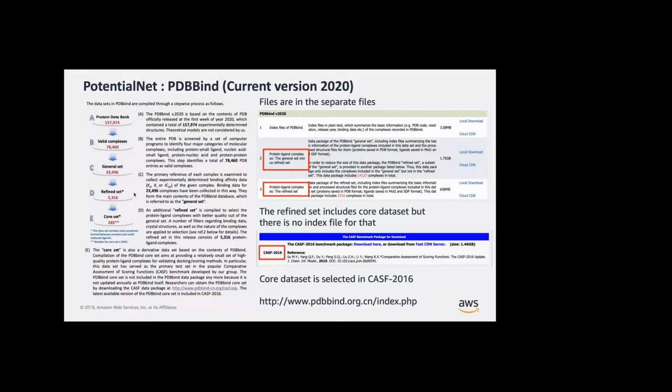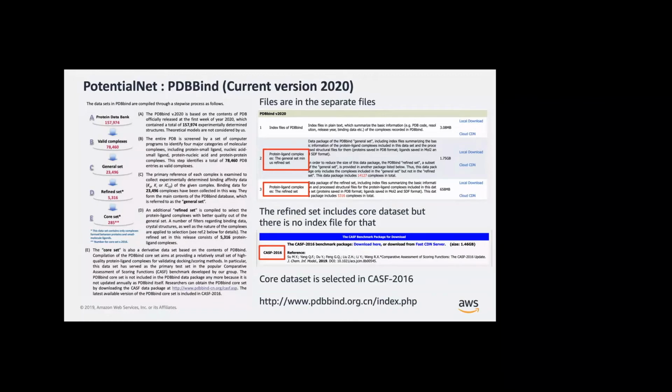You can add 5,000 of the refined data set, and you can also use the general data set, which is on the order of 20,000. This public data set keeps on increasing, but it's still good to have more. And these are the public data sets.